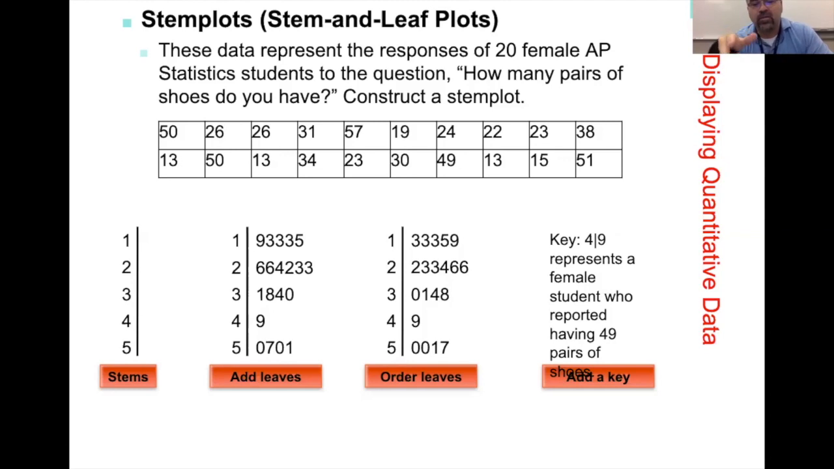And that makes a stem and leaf plot. But every stem and leaf plot needs a key. So you can see where they've added the key over here. That is an important feature because you need to be able to tell somebody who's reading it, what does a 4|9 mean? Is that 4.9? Is that 490? No, that's 4|9. That's 49 pairs of shoes. So you want to make sure that you include a key anytime you make one of these, just to be really clear.